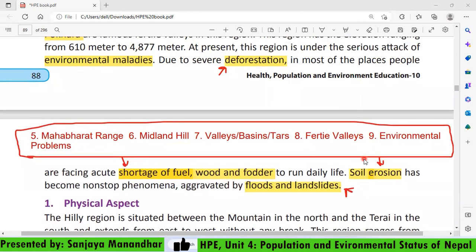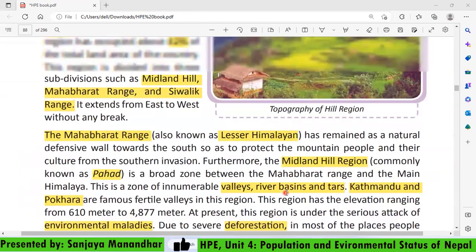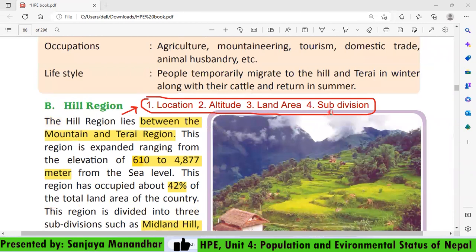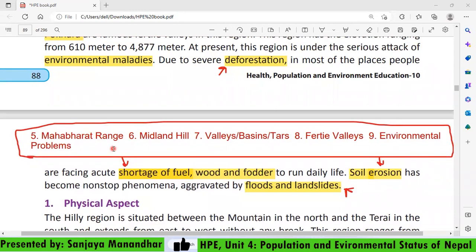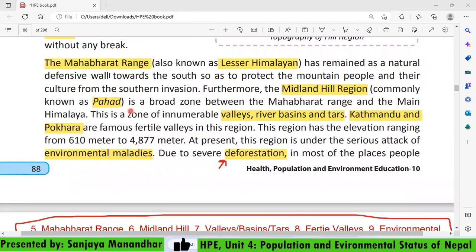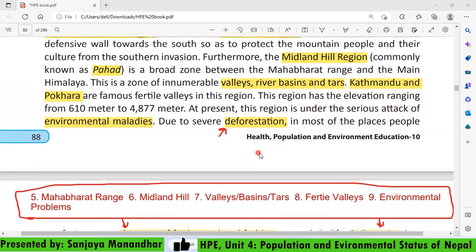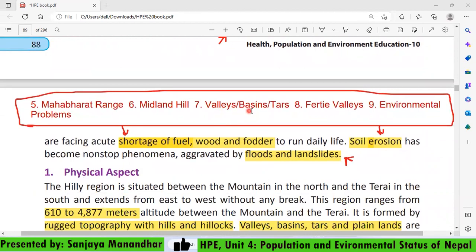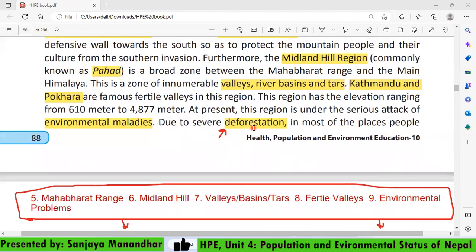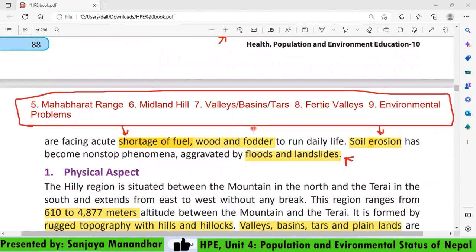Okay, so here I have numbered five points; up to number four we have done, and number five is Mahabharat Range. I have already told about Mahabharat Range. It is also called Lesser Himalayas, and Midland Hill is also called Pahad. And next, different valleys, basins and tars are found there. Fertile valleys are there, like Pokhara and Kathmandu. And different environmental problems are seen: deforestation, shortage of fuel, wood, fodder, soil erosion, floods and landslides.